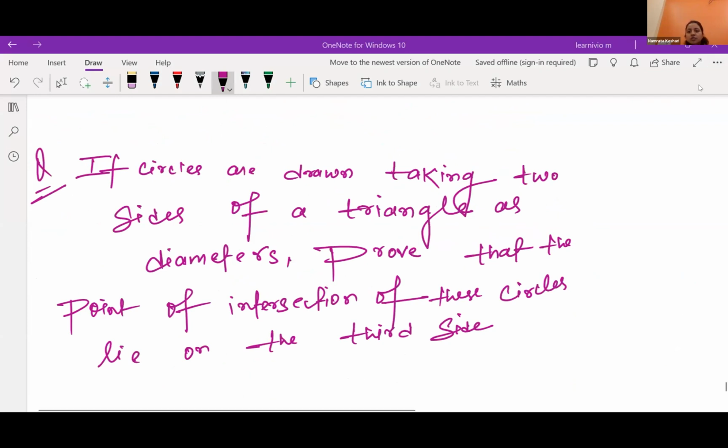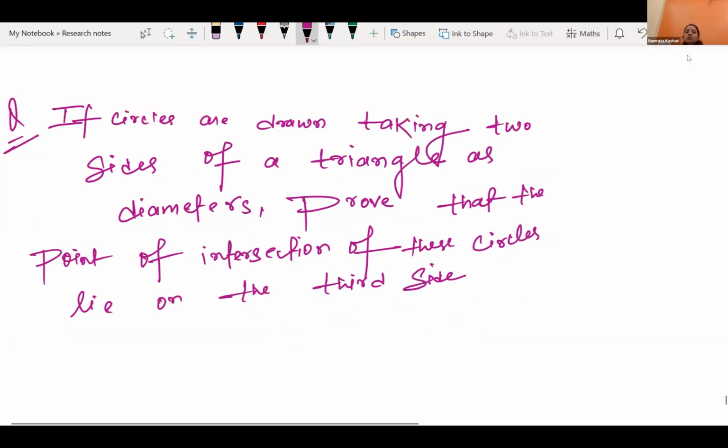Okay, the introduction I'll be giving, hopefully. Let's cover it quickly. So if circles are drawn taking two sides of a triangle as a diameter, okay, circles are drawn, two circles are there. We don't know whether both are separate from each other or intersecting, just like previously we have seen in one of the questions in the first exercise. So we will keep both considerations in hand. Let's see what the question says.